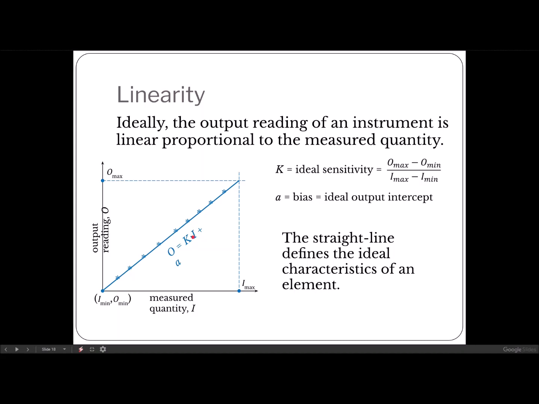If there is a linear relationship, it is expressed as a linear function like that. k is called the sensitivity, and a is the bias. From a mathematical point of view, k is the gradient of this line, and a is the y-intercept. Okay, this is the ideal measurement device: the relationship between input and output is linear.